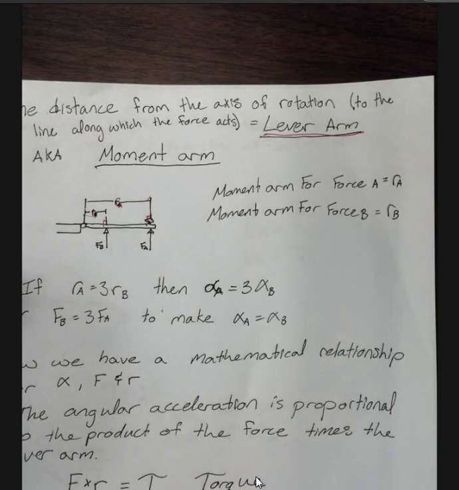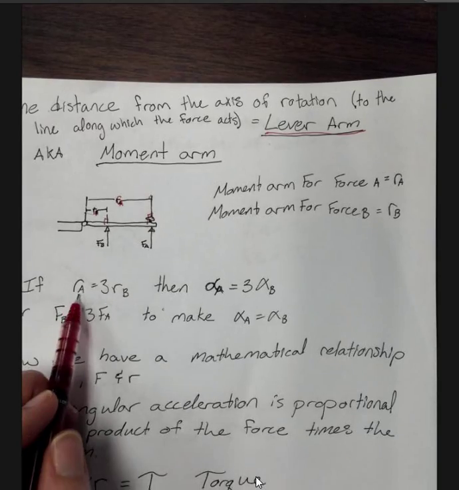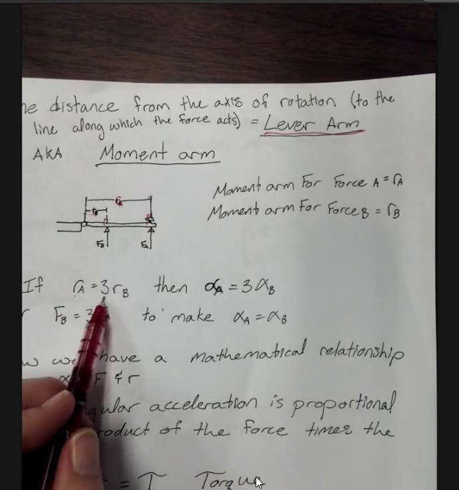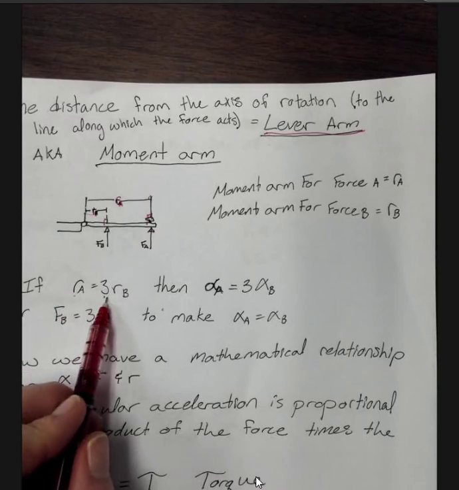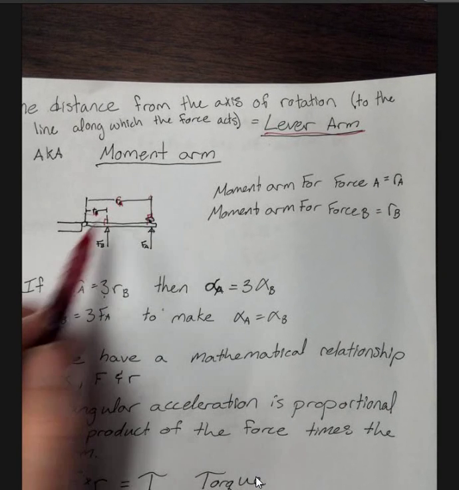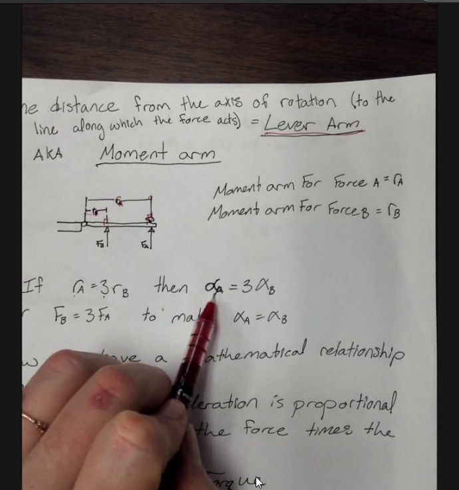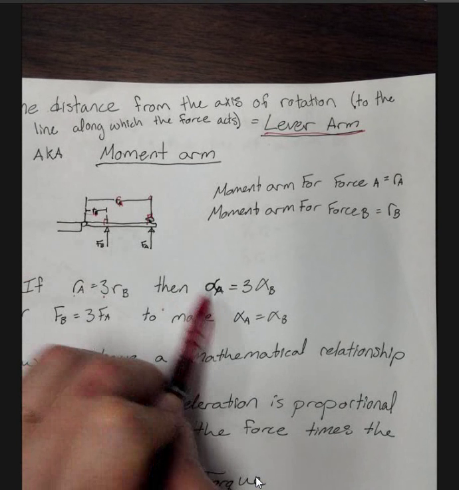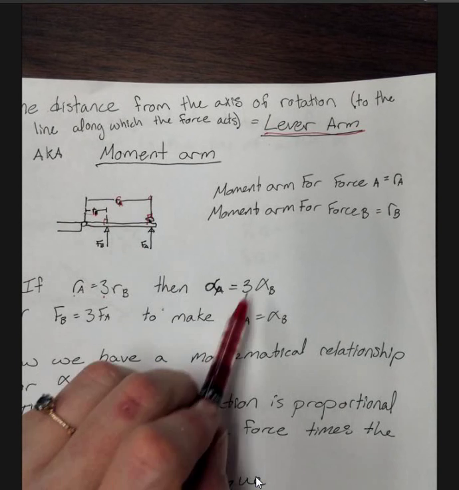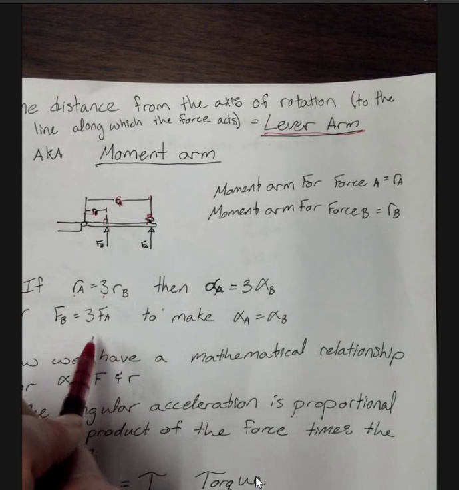So here now we have a relationship. Remember, these are directly proportional. So that means that if RA, the lever arm for the force A, is 3 times the lever arm for RB, right? This is 3 times the distance. Then that means that the acceleration given by this situation at A is going to be 3 times the acceleration of this situation over here.